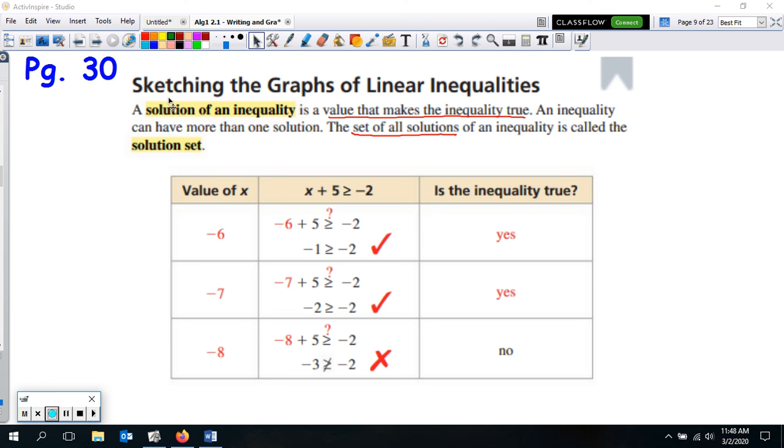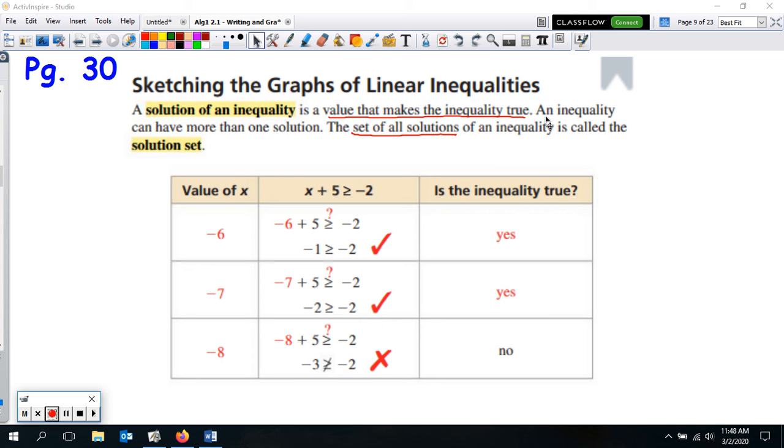All right, so we're back on page 30 with a couple more vocabulary words here. So we have a solution of an inequality. Now we've talked about an inequality using those inequality symbols, and now a solution of an inequality. When we did the equations, our solution of the equation was always the number that would make the equation a true statement. And that's still going to be true here. You can write down that the solution of an inequality is a value that makes the inequality true. That's how you know you have a solution to the inequality.